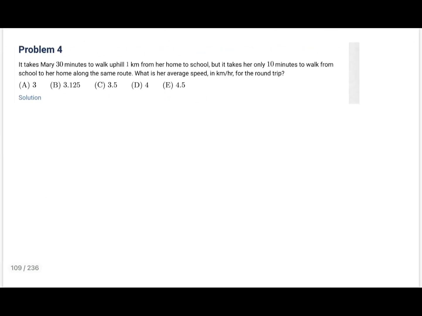Problem number 4. It takes Mary 30 minutes to walk uphill 1 kilometer from her home to school, but it takes her only 10 minutes to walk from school to her home along the same route. What is her average speed in kilometers per hour for the round trip?